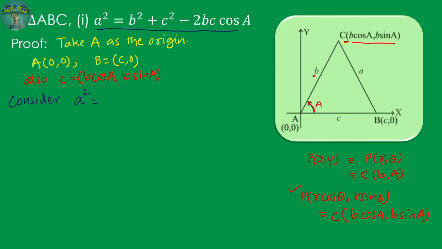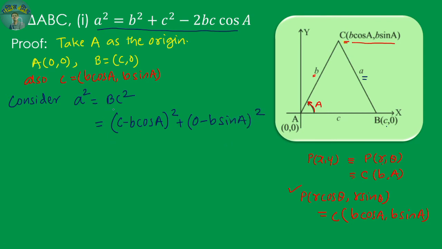So what is A actually? A is BC. So it is actually BC square. Okay, now by using distance formula, what is BC square? If you use distance formula, it will be like subtraction of x coordinates, in the first bracket C minus B cos A square, plus 0 minus B sin A square.